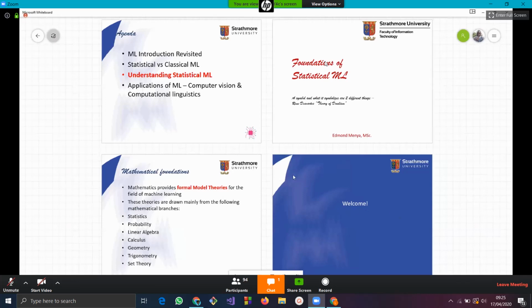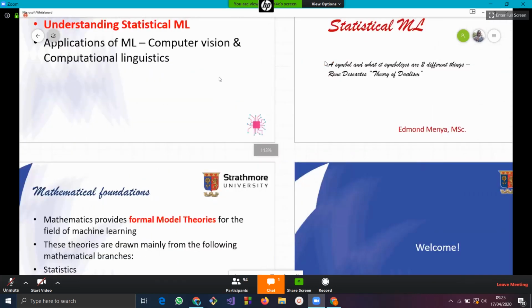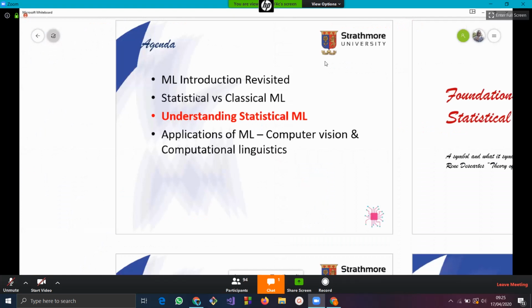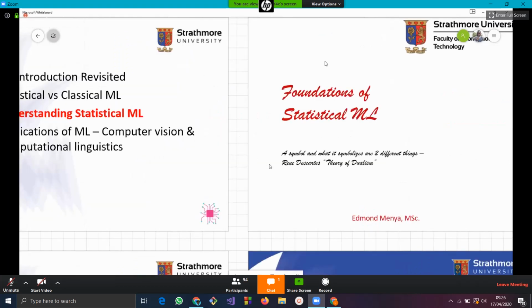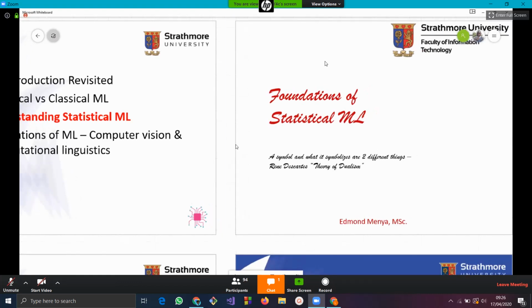Okay, so you see how we have moved. We have revisited and talked about statistical versus classical machine learning. Now we're in this section, understanding statistical machine learning, and it's called the foundations of statistical machine learning. Something from René Descartes there, you can read. The theory of dualism is a very powerful theory.